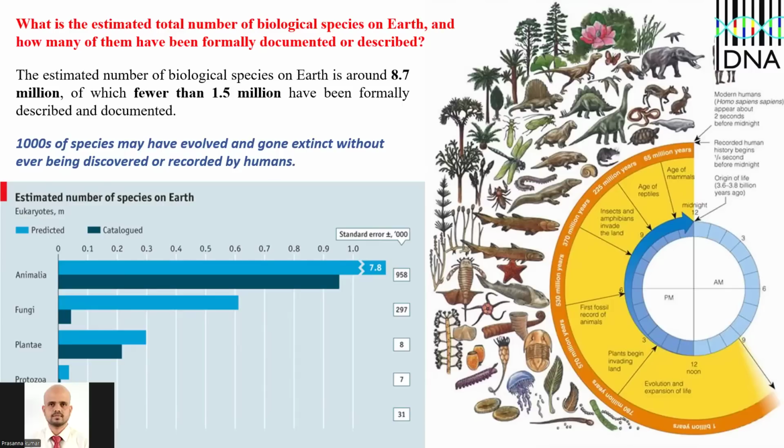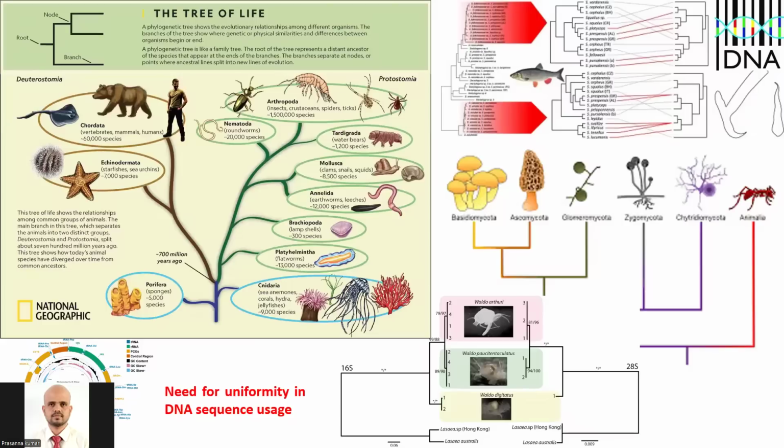Okay. So conventional taxonomy does have its limitations. It is very slow. The expertise in conventional taxonomy is actually going down. There are many complexes that lead to this situation where thousands of species have continuously evolved and gone extinct without being documented. Okay. So is it something new, using DNA sequence to identify the species?